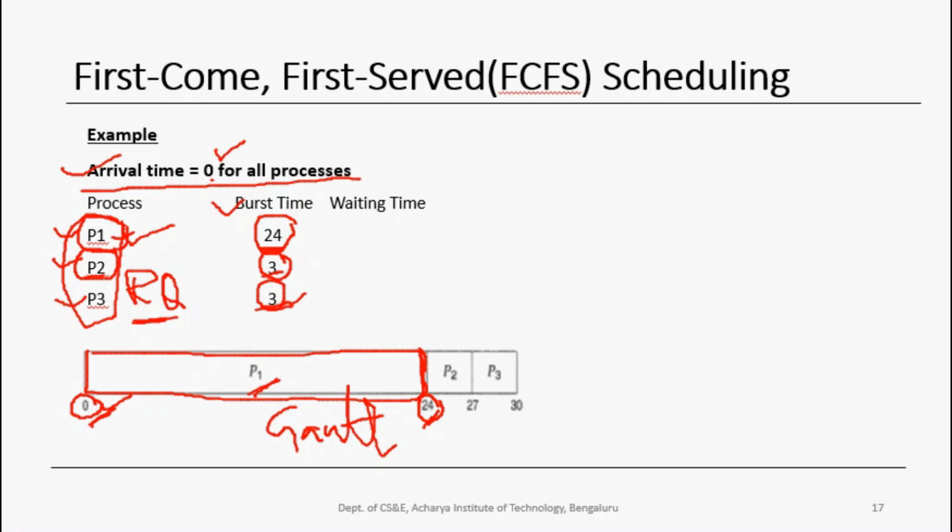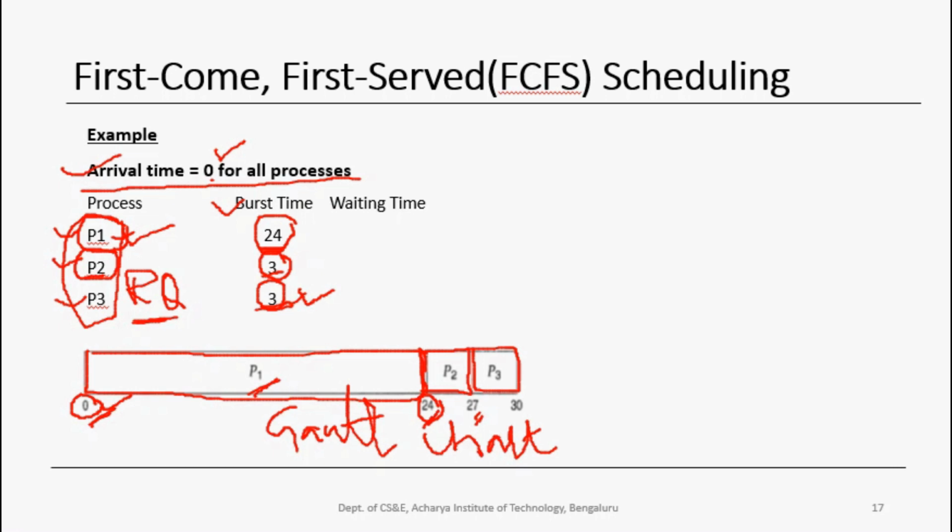Though it has come at time t is equal to 0, it has made the request just after the process P1. Now P2 will run. What is the amount of time it requires to complete its CPU burst? 3 time units. So it is going to run till 27. After that P3 gets CPU, and P3 is going to run for another 3 units and complete its CPU burst.